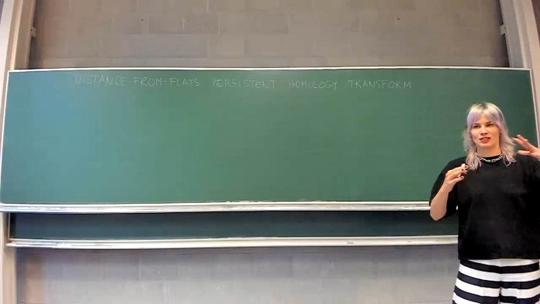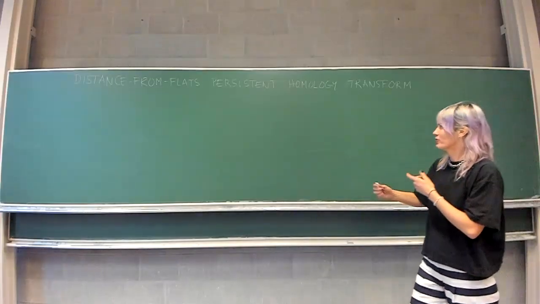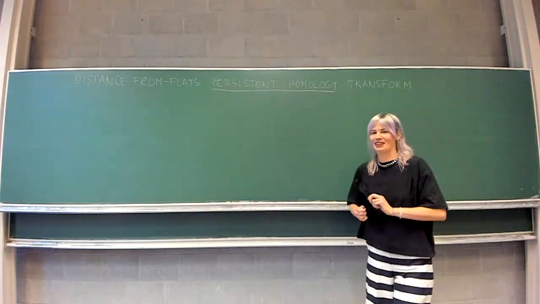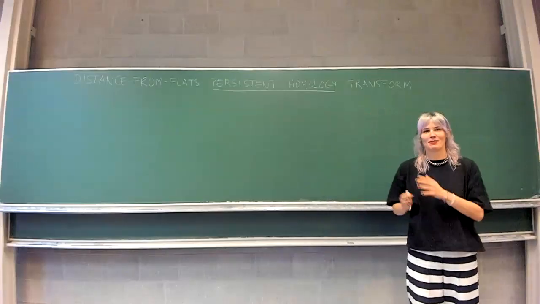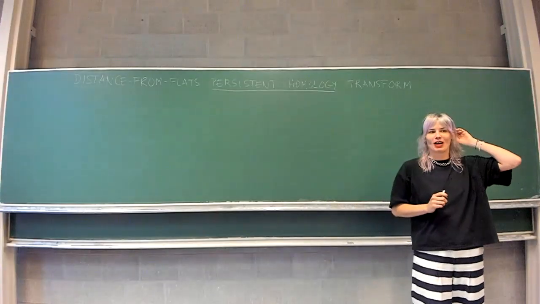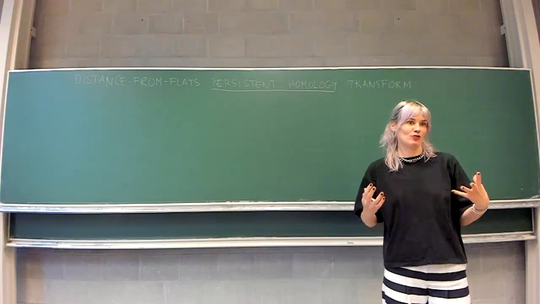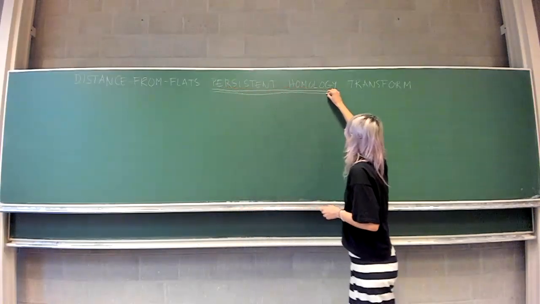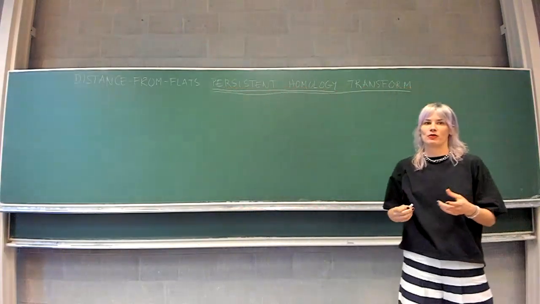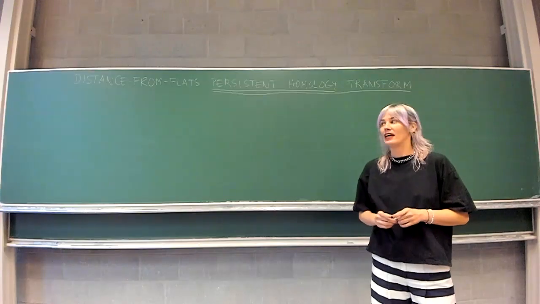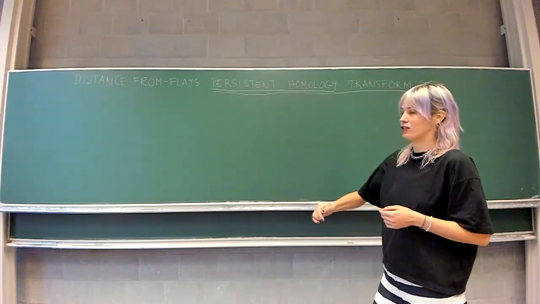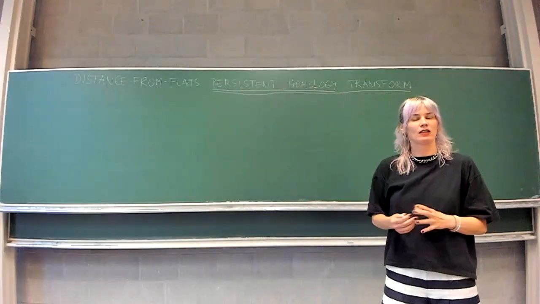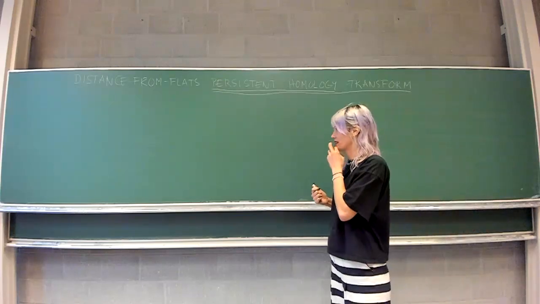This overview consists of three parts. First I will tell you what persistent homology is, and why it is cool, what we can do with it. For the second part, I will tell you what the persistent homology transform is and why it is even cooler. And finally, as a third thing, I will tell you what distance from flat persistent homology transforms are, which is basically our contribution, which is what this paper involves.